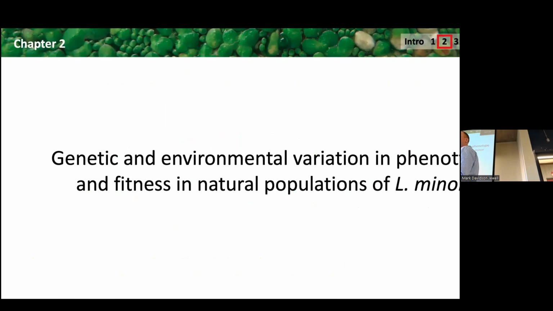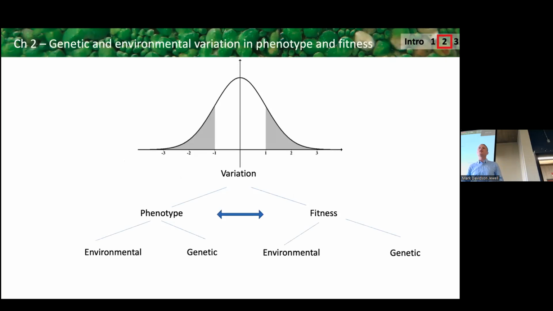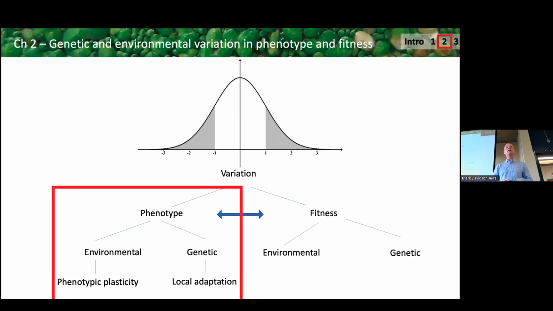So in chapter 1, we experimentally manipulated plant phenotype in the lab in Lemna minor. In chapter 2, we're going to go to the field and look at phenotypic variation in Lemna minor and ask to what degree is this phenotypic variation due to phenotypic plasticity on one hand or local adaptation on the other. So much of biology is concerned with variation, of course. We're interested in variation in fitness and phenotype, both of which have environmental and genetic components. These are, of course, related because variation in phenotype will surely influence variation in fitness. First, we'll look at variation in phenotype, then we'll switch to fitness.